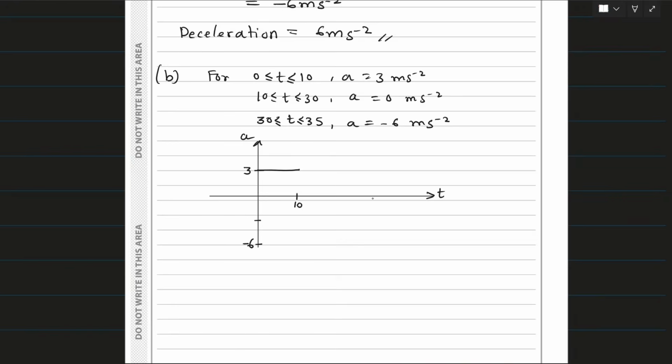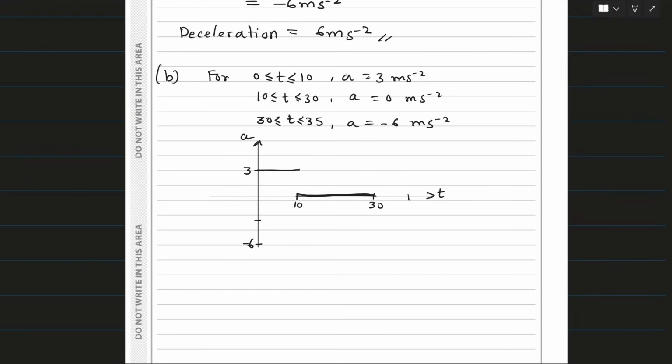From 0 to 30 seconds, we see that our acceleration is 0. So what we can do, we can mark it on the axis itself. We know that acceleration is 0 on the time axis. So what we have to do, we have to mark 10 to 30 seconds on the axis.